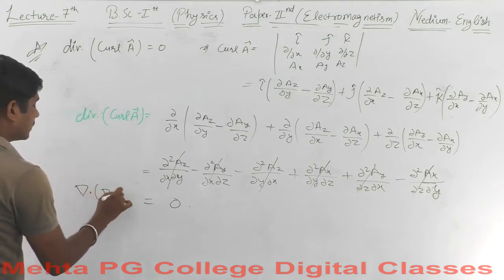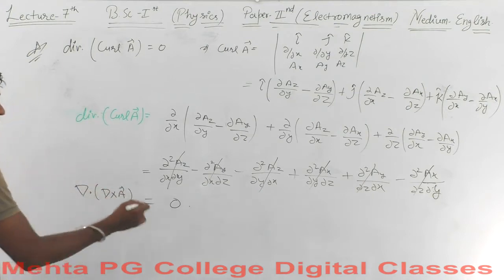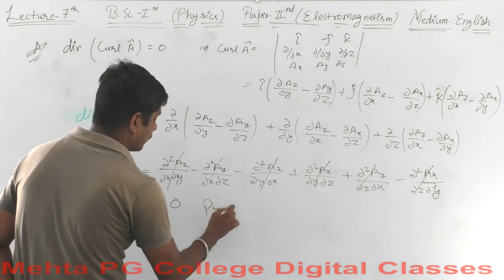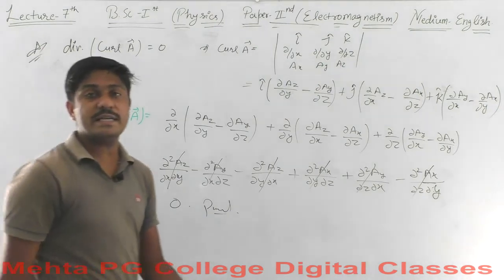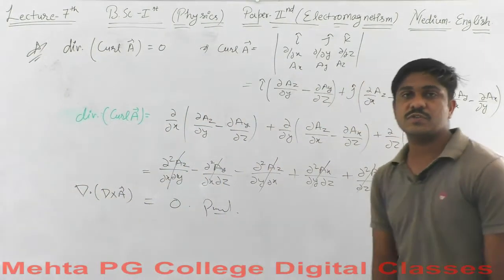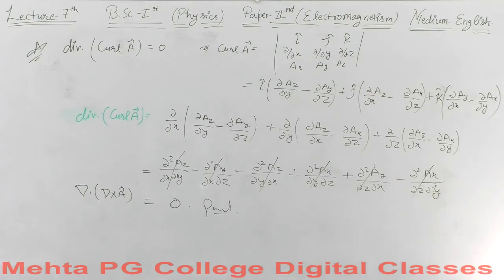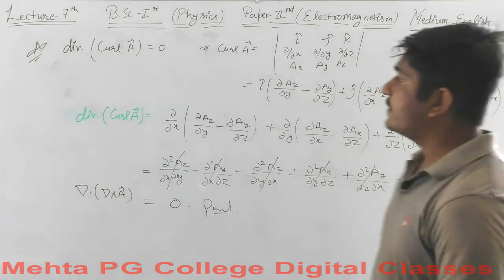Del dot del cross A vector. So this is again proved. This is again a calculus identity. You can take a screenshot for your reference. Let me move aside. Hope you have done with the screenshot.